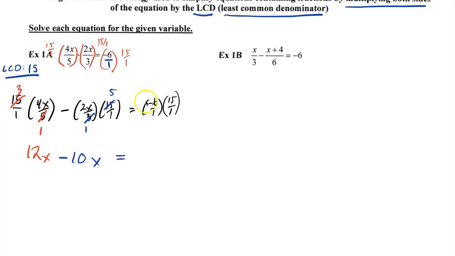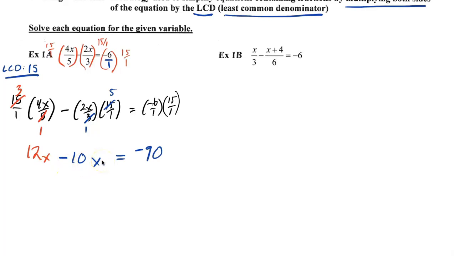Over here, there's nothing in the denominator, so negative 6 times 15. Negative 6 times 10 is 60, 6 times 5 is 30, and 60 plus 30 is 90. So you get negative 90, like that. And this is a lot easier to deal with.